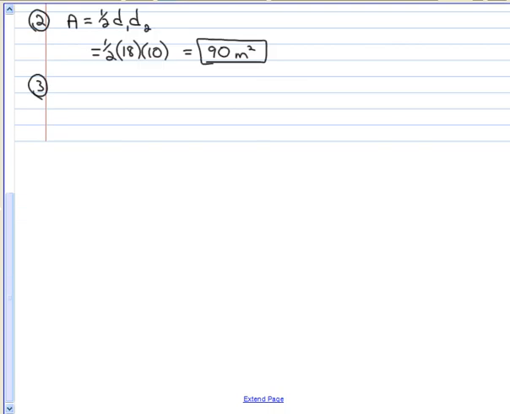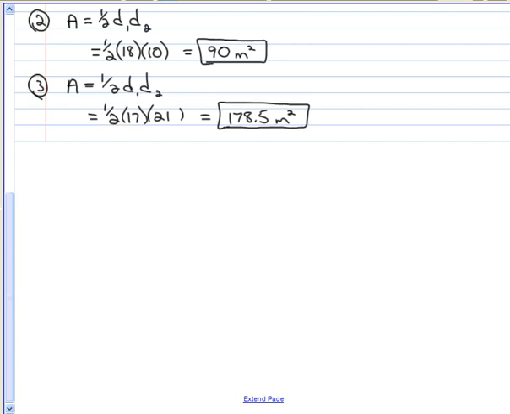Are we a kite again? The other one might have been a rhombus. Area is 1/2 diagonal 1 times diagonal 2. So 1/2 of, do we know them both? Oh, we do. 17 and 21. Man, this geometry stuff's easy. What do you get for this area? 178.5 meters? Meter square. Number 4.